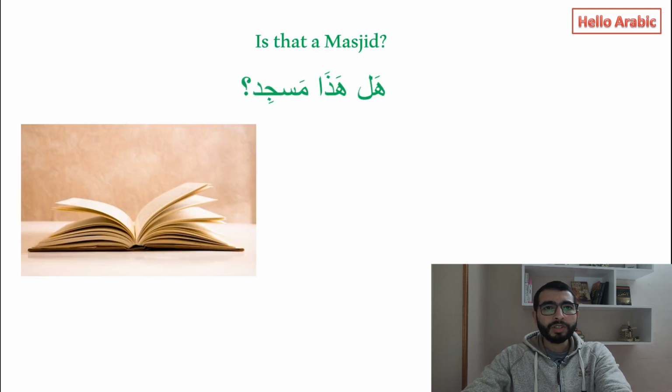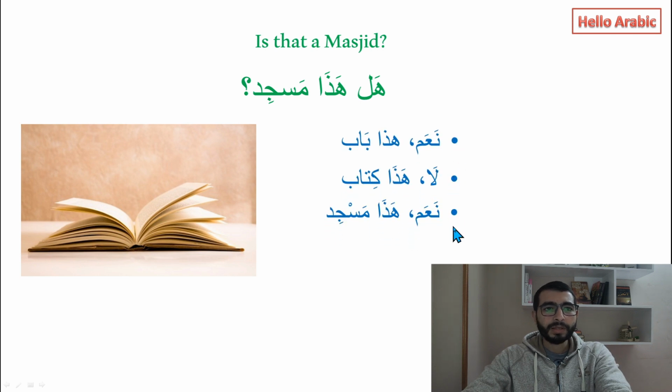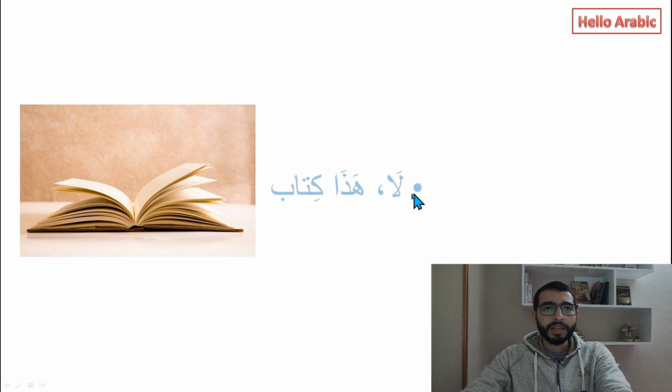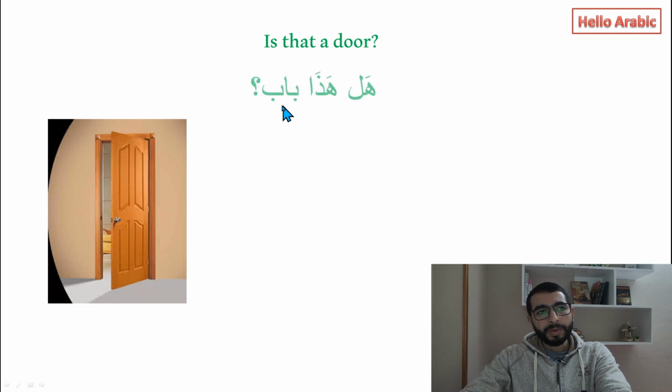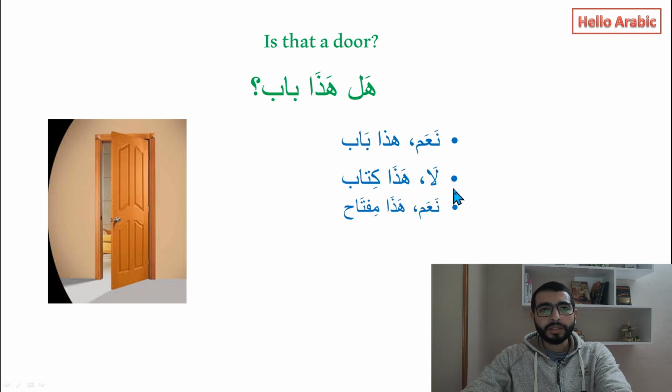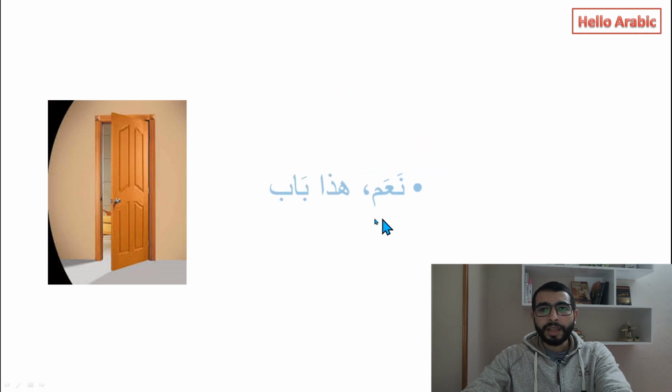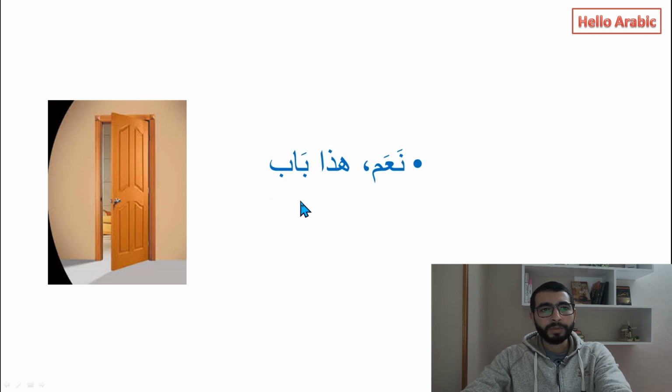هل هذا مسجد? Is that a masjid or mosque? نعم هذا باب. لا هذا كتاب. نعم هذا مسجد. So the answer automatically will be لا هذا كتاب. هل هذا باب? Is that a door? نعم هذا باب. لا هذا كتاب. نعم هذا مفتاح. So the answer: نعم هذا باب.